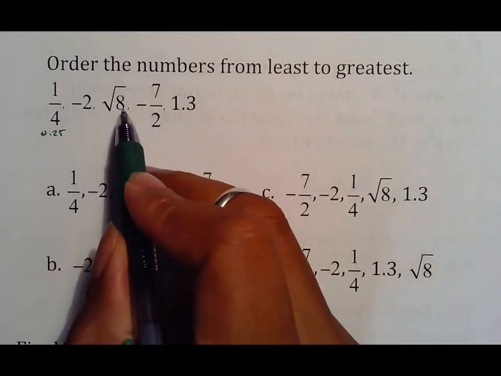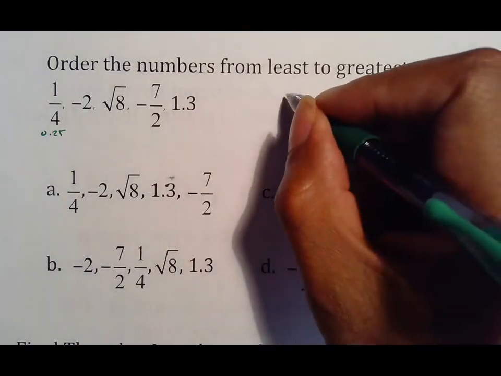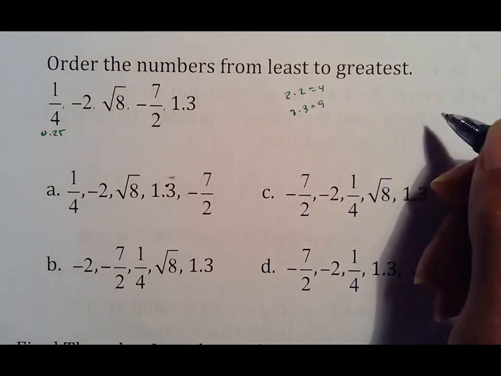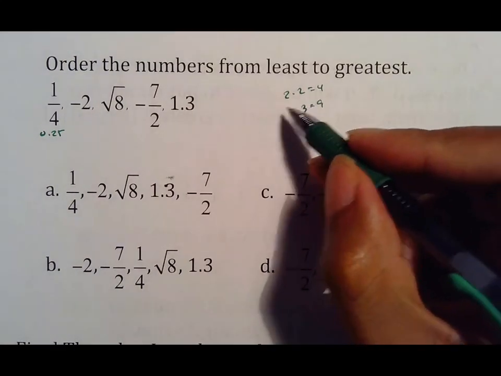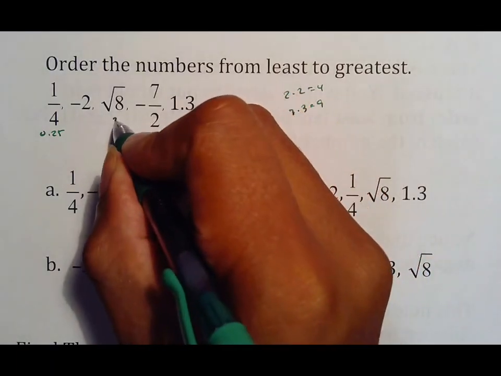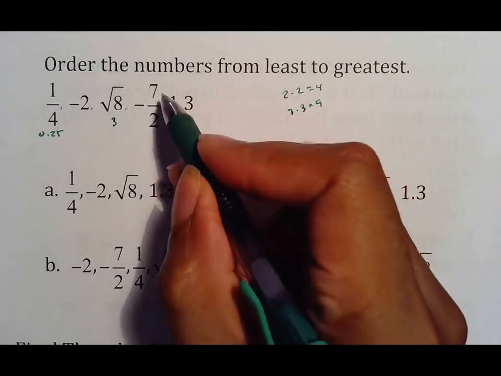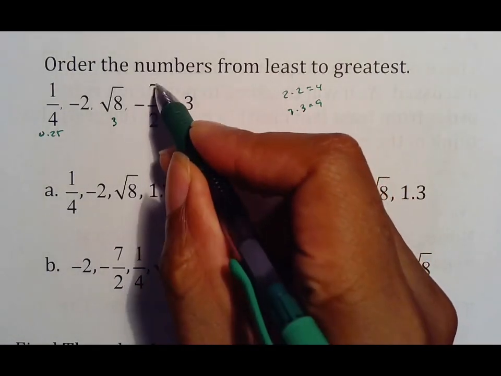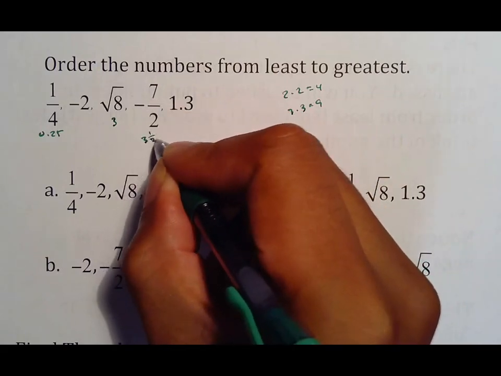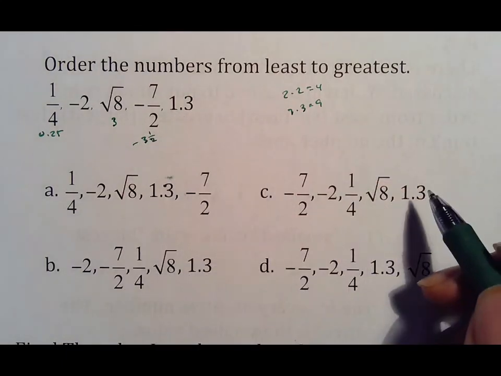Negative 2 is good. Square root of 8, I don't know what the square root of 8 is, but I know that 2 squared is 4. I know that 3 squared is 9, which means that it's going to be pretty close to 3. So I'll just say because square root of 8 is pretty close to the square root of 9, this is about 3, just for now. 7 over 2, if you remember changing improper fractions, 2 goes into 7 3 times with 1 left over, so it would be 3 1/2 if you were to convert that. And then 1.3 is already a decimal.